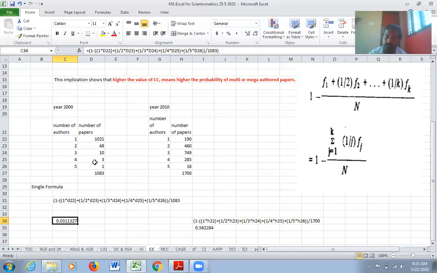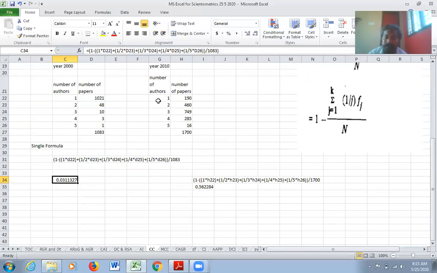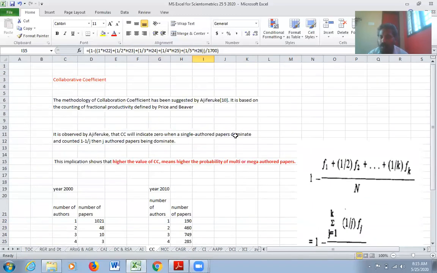Quite in contrast to this, come to the year 2010 and you see singular papers are only 190, but the remaining are all joint or multi-author papers. Here, if I use this formula, the answer is 0.56. A higher CC means a higher probability of multi-author papers. So even CC can be calculated.